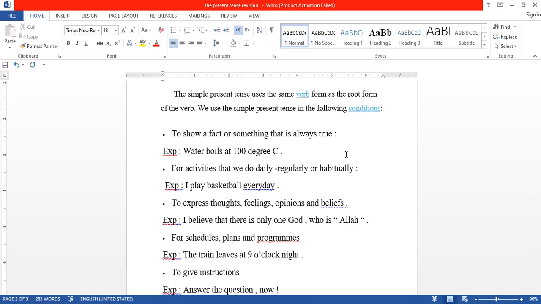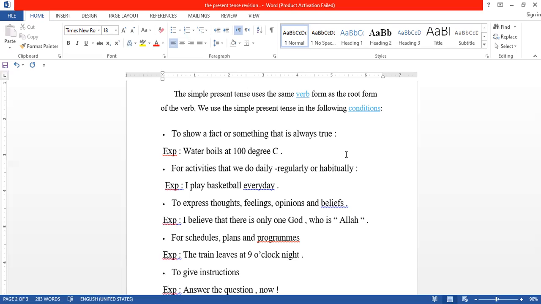To show a fact or something that is always true. Example, water boils at 100 degrees. Very good. So here, I use the simple present to show a fact or to talk about a scientific fact that is always true. It can't be changed. In other words, if water boils at 100 degrees Celsius, it means that it can't boil below 100 degrees Celsius. Yes or no?